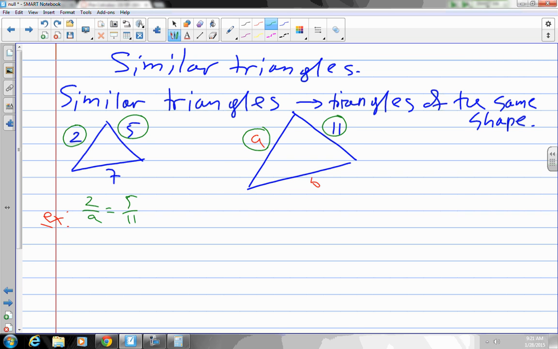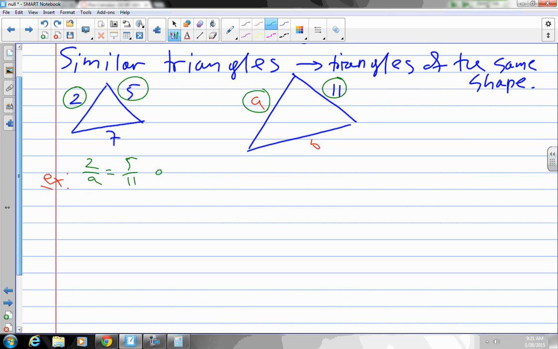Now, these ratios have to be the same, or you can take any ratio inside one triangle, let's say any two sides, 2 to 5. 2 to 5 has to equal the same ratio of similar sides on another triangle. So if I'm doing 2 and 5, then in another triangle, the sides are A and 11. So these are equivalent ratios, really.